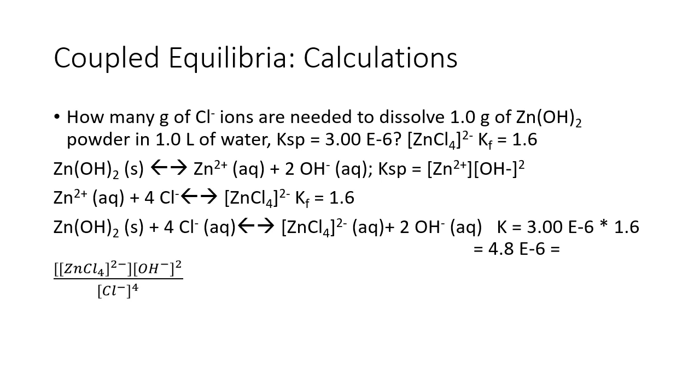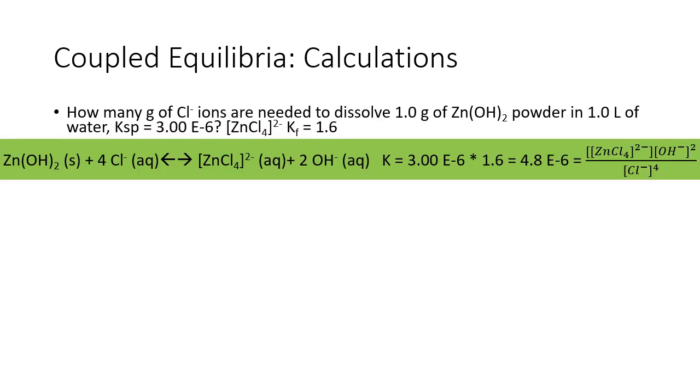So we have Zn(OH)2 solid plus 4 Cl- ions make ZnCl4 2-, plus 2 OH-. And our K is 4.8 times 10 to the negative 6th. All right, so now that we have established this, we need to use it.